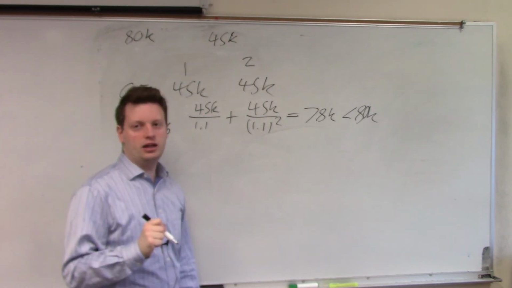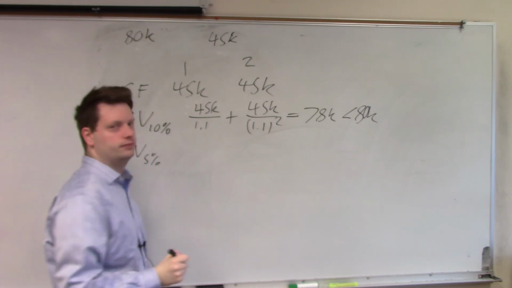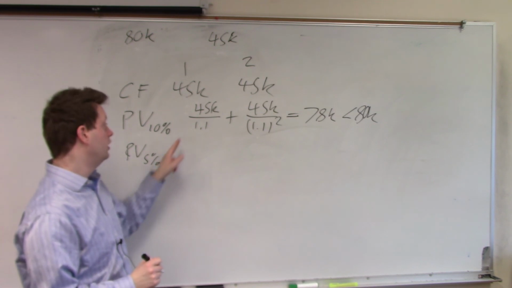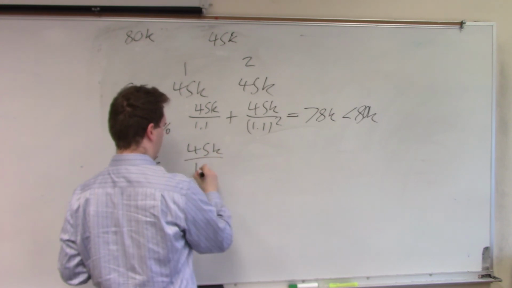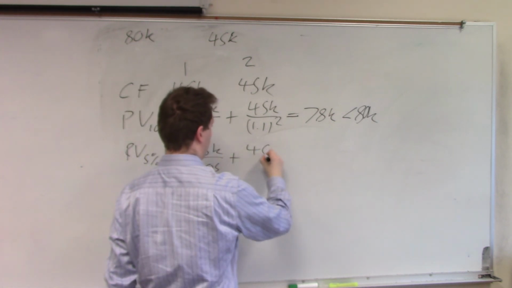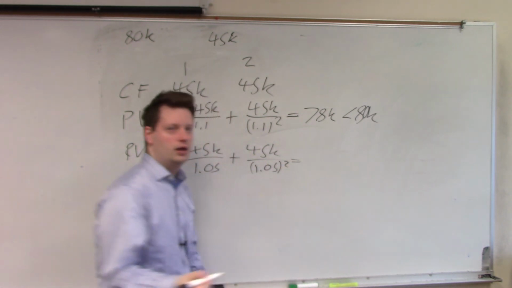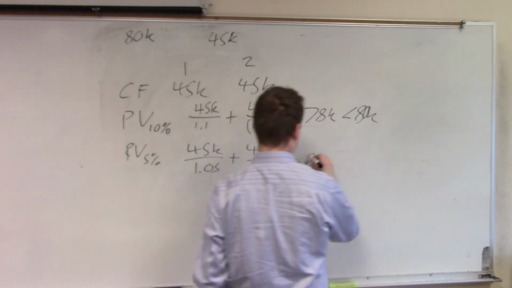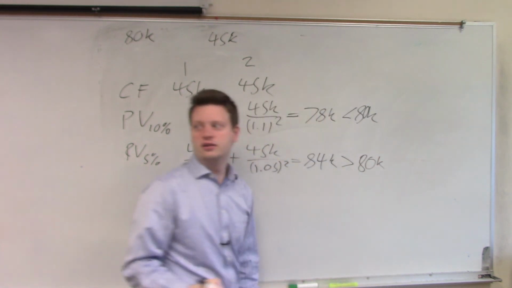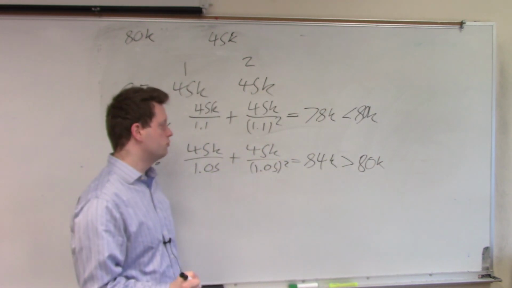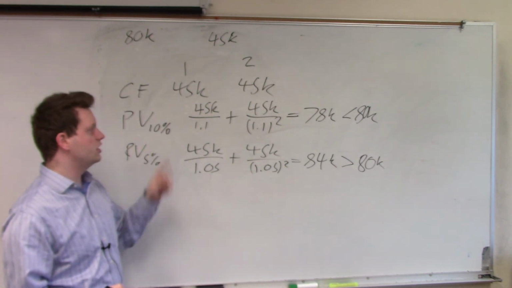Now let's repeat that if the interest rate is 5%. Then I need to divide by 1.05. So I get 45K over 1.05 plus 45K over 1.05 squared. I can again use a calculator, and I find that's 84,000, which is greater than 80,000. So I should do the investment project if the interest rate is 5%, but if the interest rate is 10%, I should not do the project.